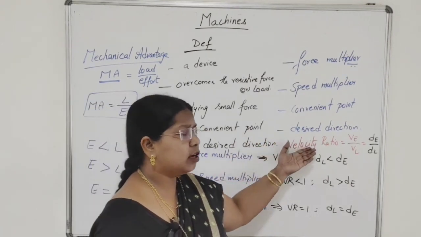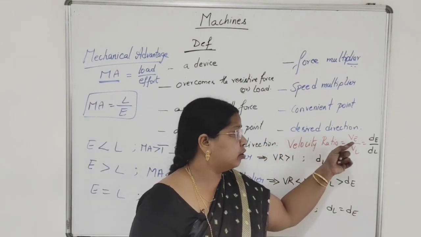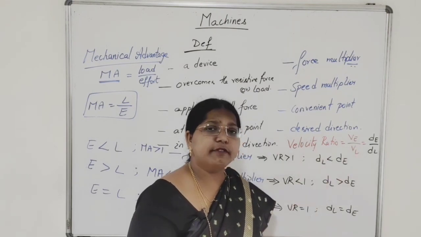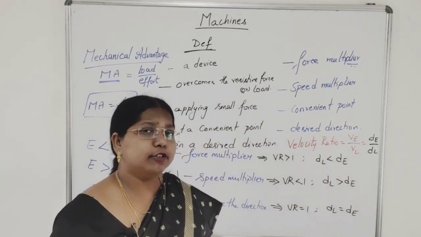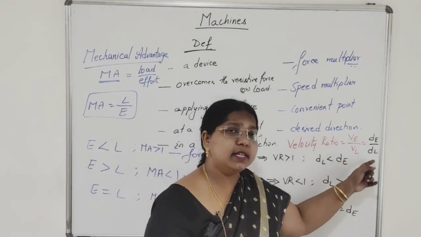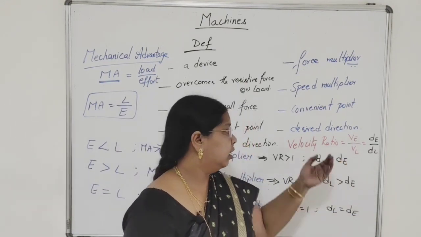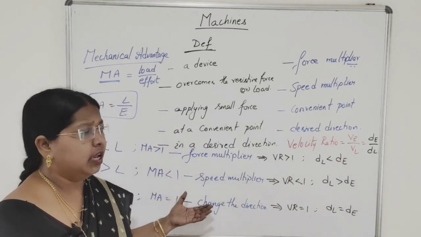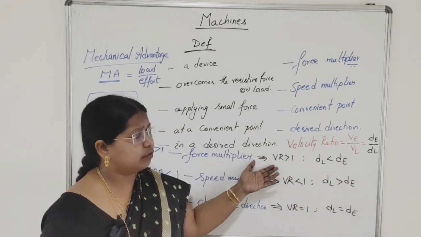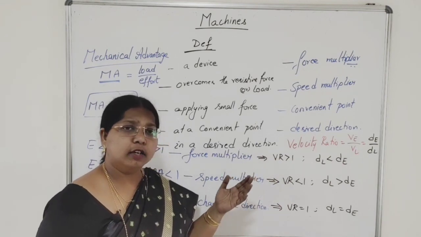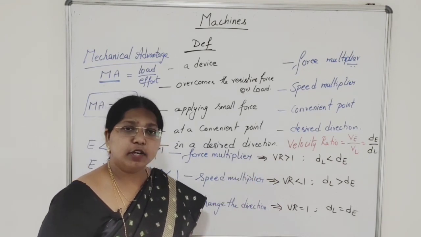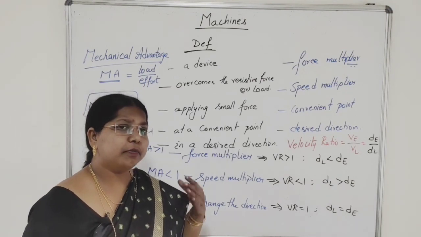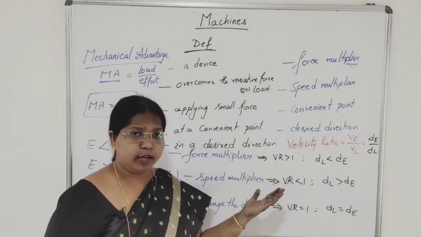Next, moving on to the velocity ratio. It is the ratio of velocity of effort by velocity of load, or in other words, it is the ratio of displacement of effort by displacement of load. So from velocity ratio also we can decide the functions of the machine. If velocity ratio is greater than 1, force multiplier; less than 1, speed multiplier; and equal to 1, change in direction. So this is what we covered about mechanical advantage and velocity ratio.